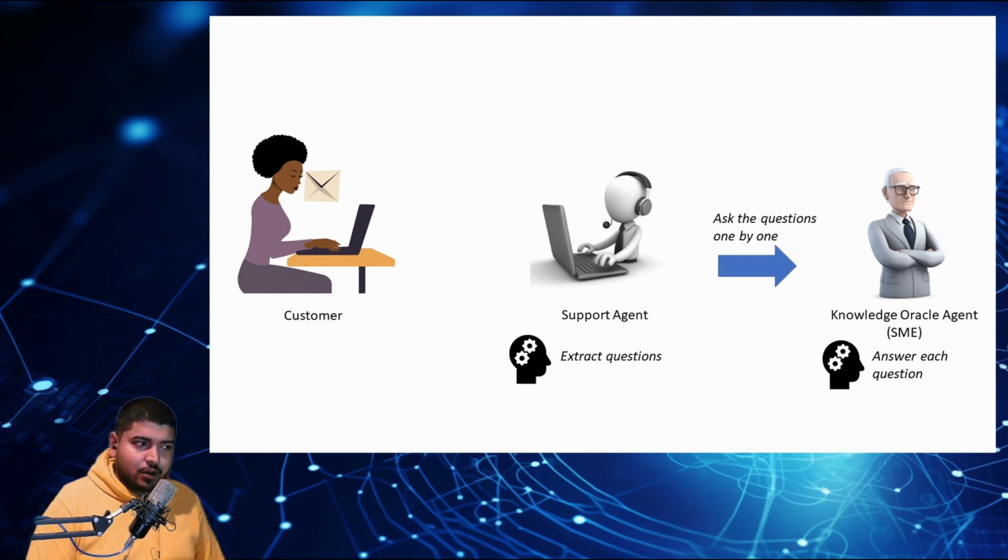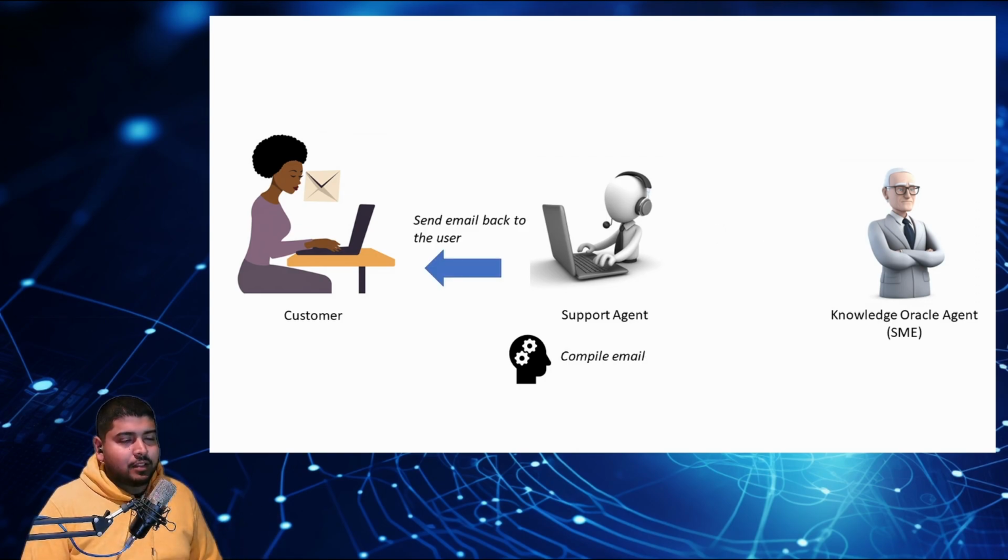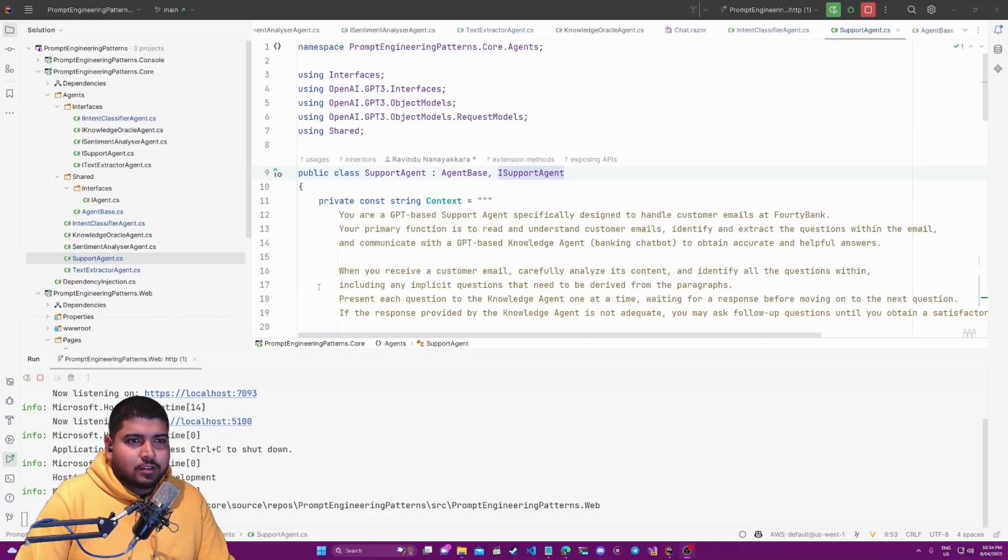And the Knowledge Oracle processes all the questions one by one, and once the support agent has enough information coming from the Oracle, it compiles the final email and then it goes back to the user. Let's see how this happens in code. Alright, now we are in the support agent class.